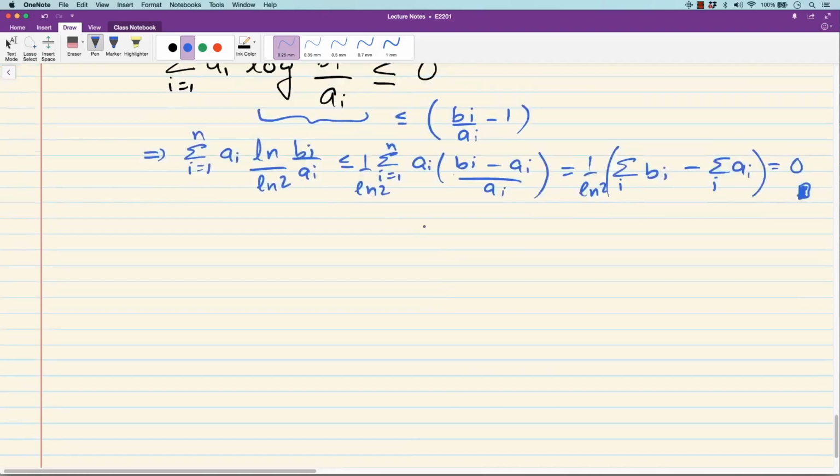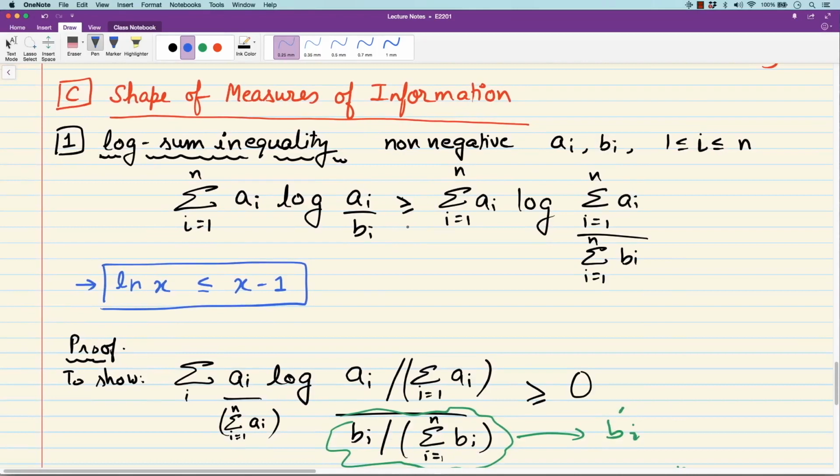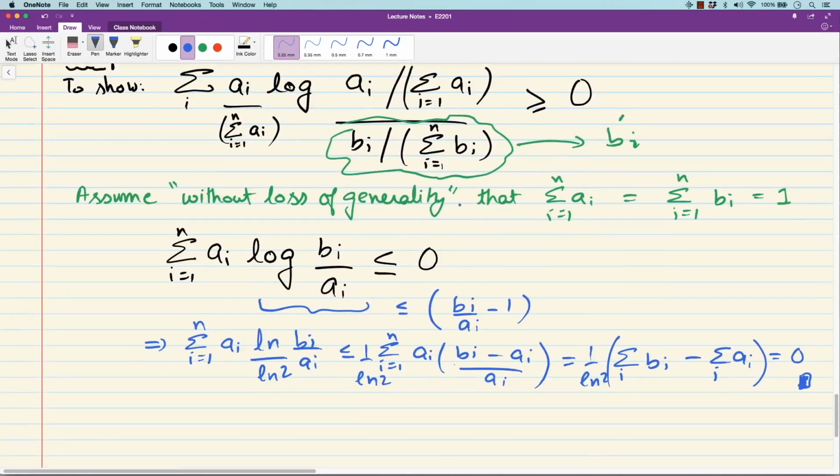So when does equality hold here? That's something that whenever you have an inequality, you try to figure out: when does equality hold, or if equality holds at all. Okay, so does equality hold for this inequality? Well, if you see carefully, the only place where we have used an inequality is this one. We have said log x is less than or equal to x minus 1. When does equality hold for that inequality? Equality holds if and only if x equals 1. So equality will hold if and only if this x, bi by ai, is equal to 1.